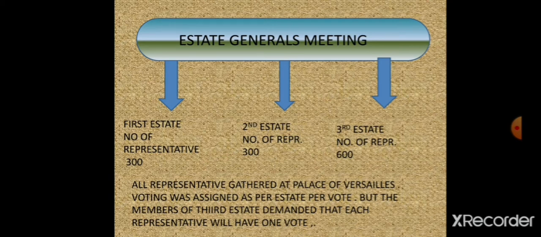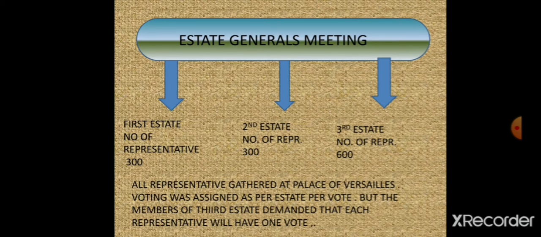When they gathered, the first and second estates sat in front, and the third estate members stood behind them. They did not have the right to sit equal to the first and second estate members. Now, the process was that voting was assigned per estate: the first estate would have one vote, the second estate one vote, and the third estate one vote.